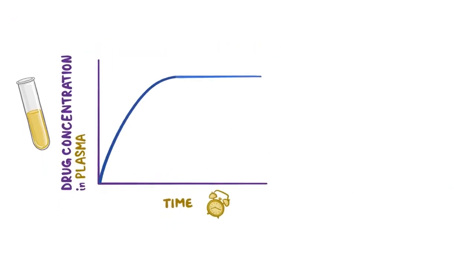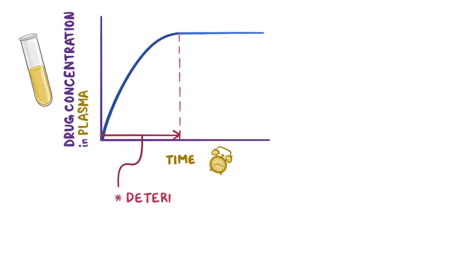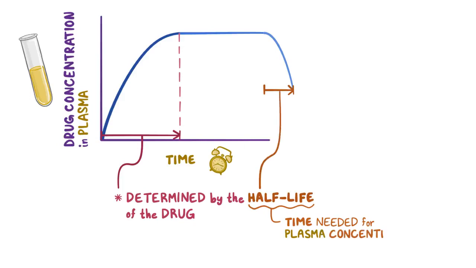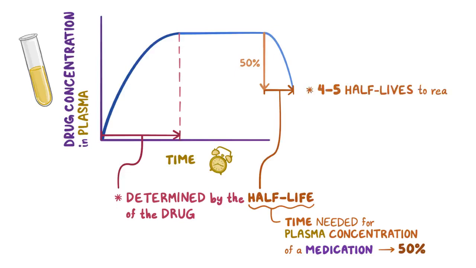Now, the time required to reach the steady state is determined by the half-life of the drug, which is the time needed for the plasma concentration of a medication to be reduced by half, or 50%. So it usually takes 4 to 5 half-lives to reach steady state. On the other hand, the concentration of the medication at the steady state depends on the infusion rate. So increasing the rate of infusion will lead to a higher steady state plasma concentration.